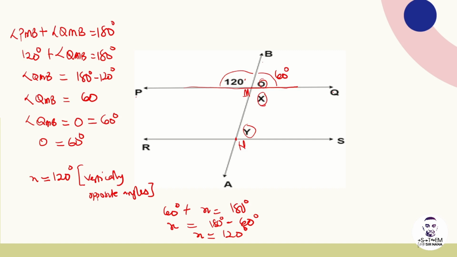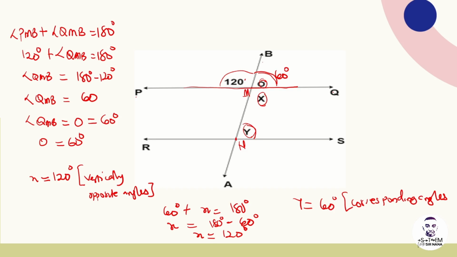Now how do we find Y? We know that Y is corresponding with O, because this is on the outside and this is on the inside. So we can say that Y is equal to 60 degrees. That indicates corresponding angles, so that is why Y is 60 degrees.